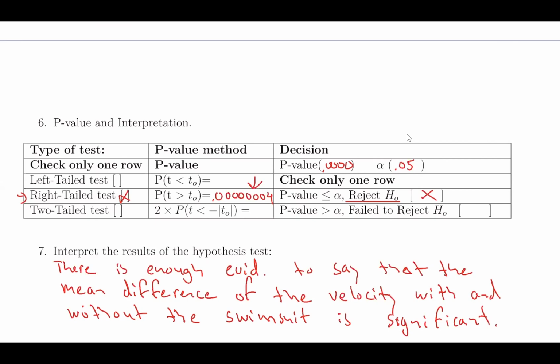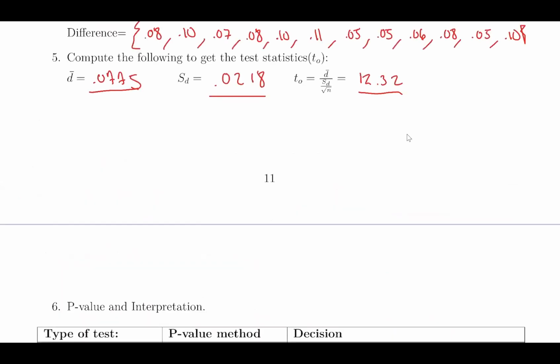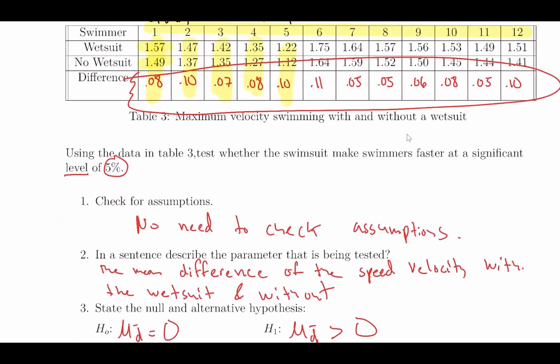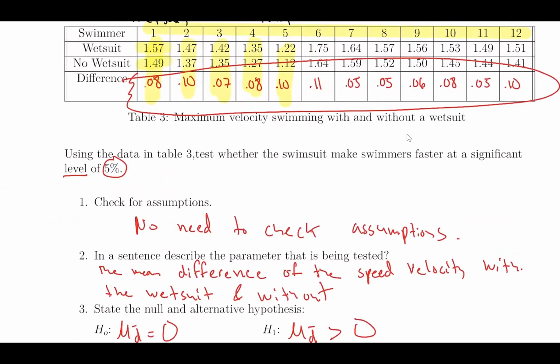So for this one, for part 7, we'll put there is enough evidence to say that the mean difference of the velocity with and without the swimsuit is significant. Because if you actually go back and look at the difference, just by looking at the difference, you can kind of tell that it's significant.